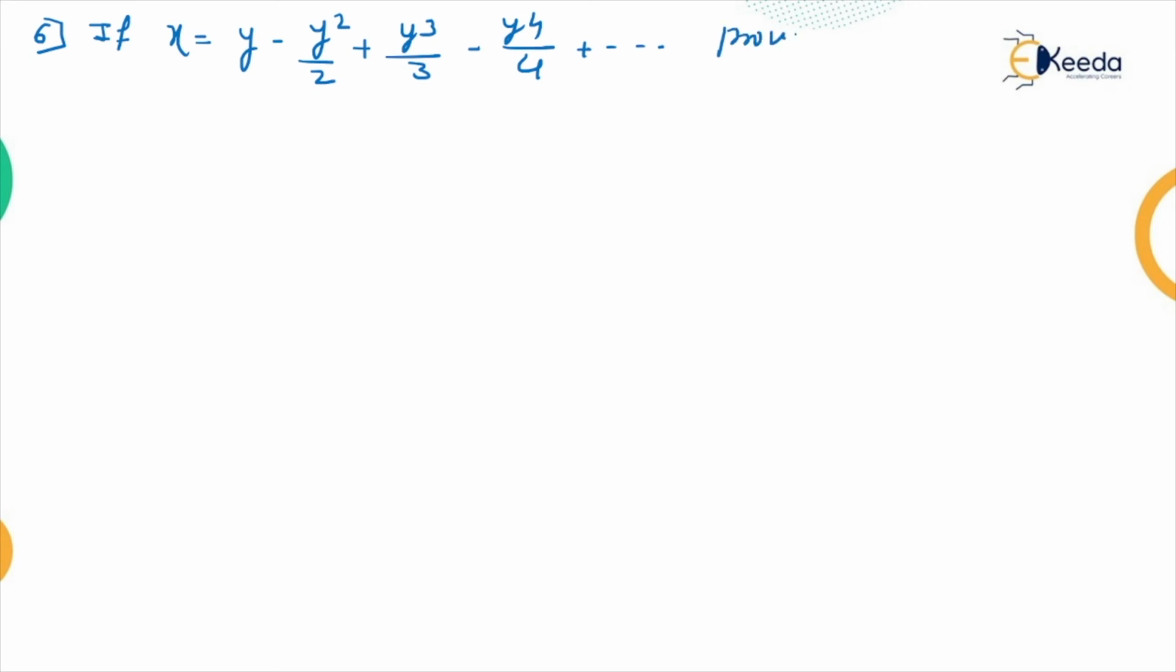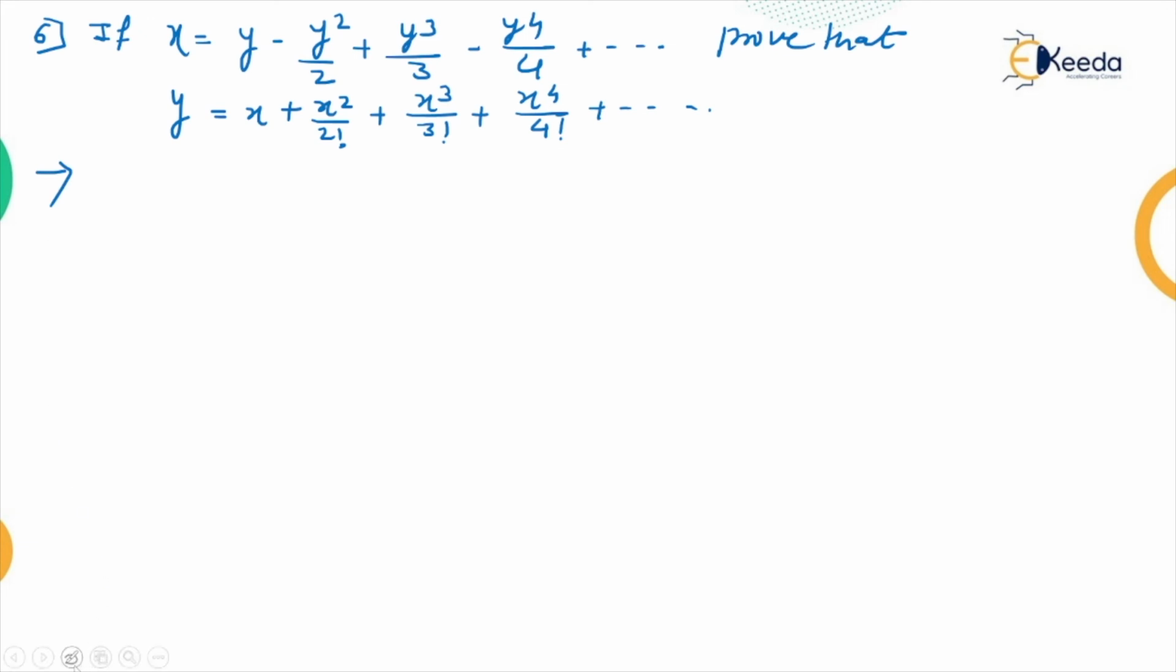Prove that y is equal to x plus x squared divided by 2 factorial, plus x cubed divided by 3 factorial, plus x raised to 4 divided by 4 factorial, plus and so on. We have to prove this. The proof is very easy.